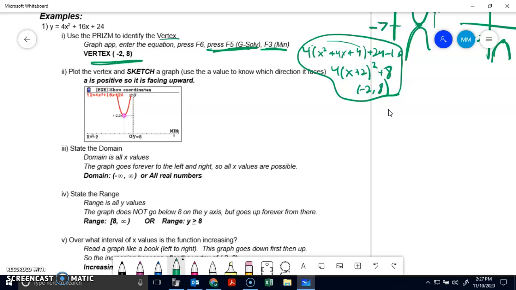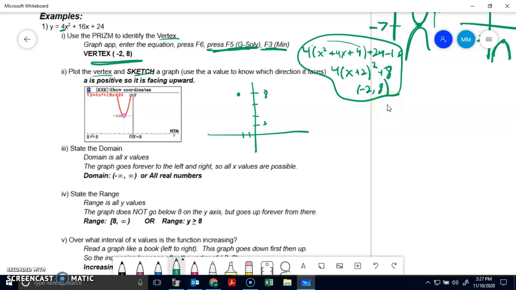Okay? So we're going to plot the vertex and sketch the graph. And I just showed you what the calculator showed. You're going to be actually sketching it. So I would go to negative 2 comma 8. I'll go by 2's here. Negative 2 comma 8, and it's facing upwards.